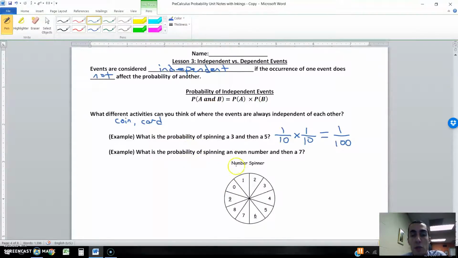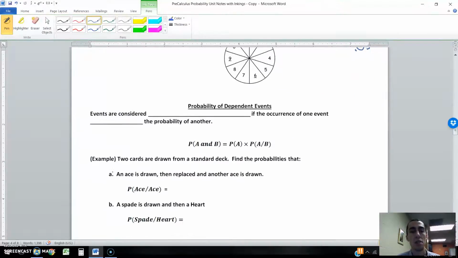Next up, the probability of spinning an even number and then a 7. On this spinner, 0 is an even number, and so is 2, 4, 6, and 8. We have 5 out of 10 sections. And then a 7, there's only a 1 out of 10 chance of doing that. And so we've got 5 out of 100, which simplifies down to 1/20th, or 0.05. Those are a couple of examples of independent events.